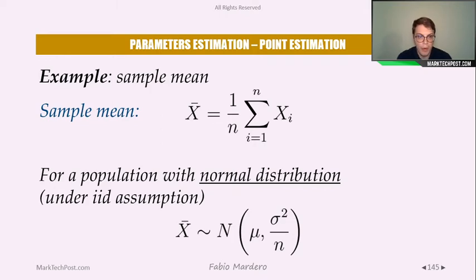But even more, for a population with normal distribution, so these x_i are IID and in particular normally distributed, then the sample mean will itself have the normal distribution with mean mu and with variance sigma squared over n.